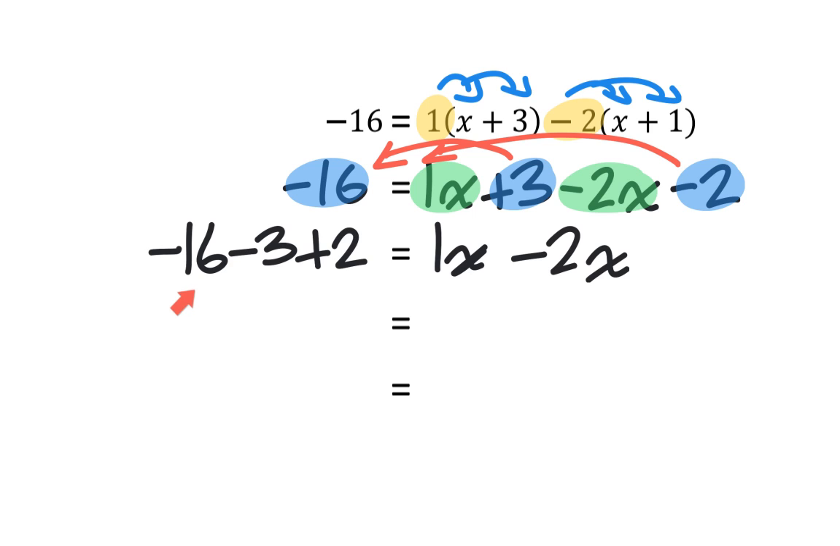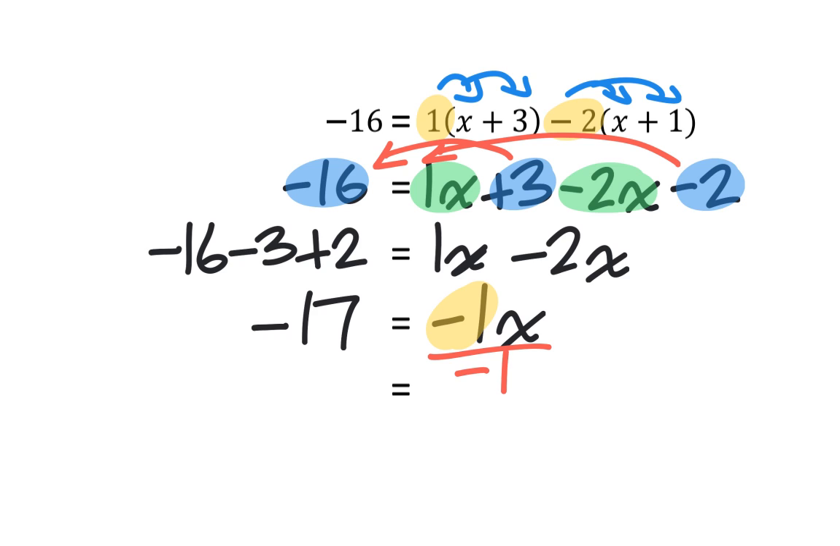Over on the left, I have -16, subtract 3, plus 2. And that is going to simplify to -17. On the right, I have 1x subtract 2x, and that is going to simplify to -1x. I now want you to focus in on this -1. What exactly is it doing to the variable of x? Well, it is multiplying. So the opposite of multiplying is dividing. So I'm going to divide this by -1.